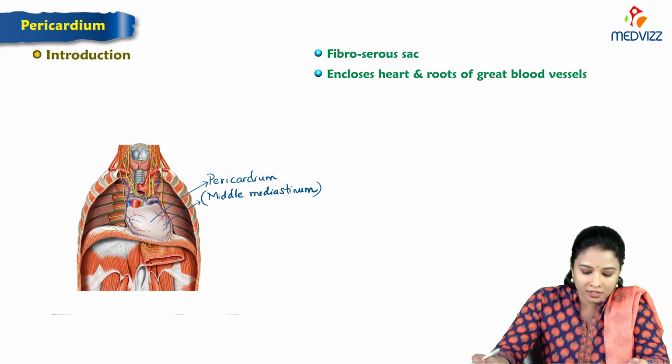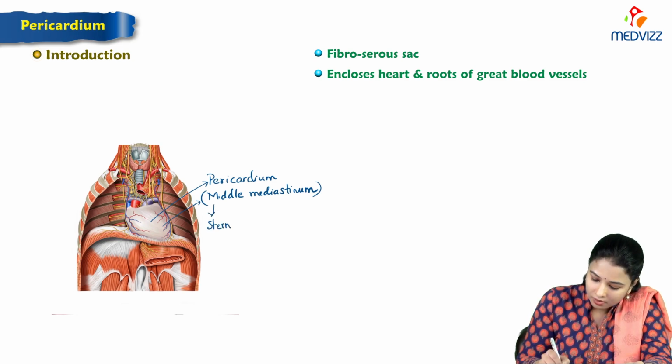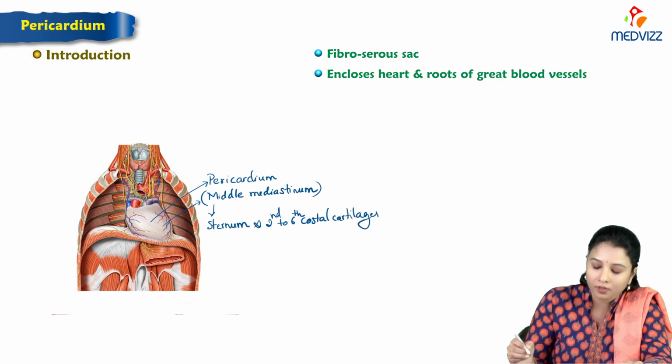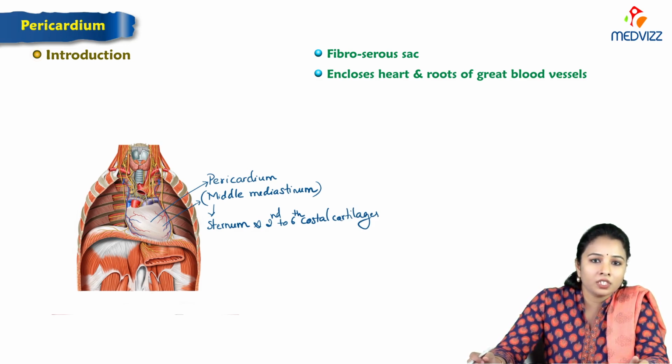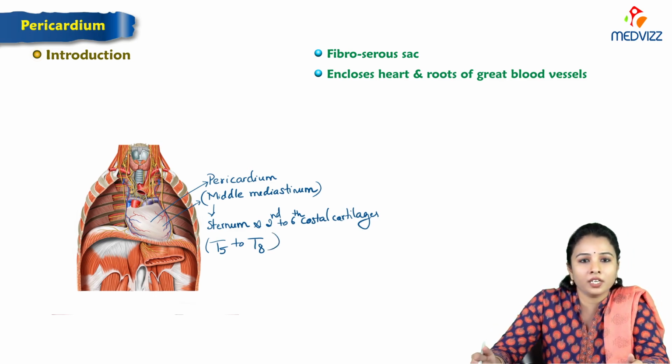It is located posterior to the body of the sternum. The sternum and ribs are removed anteriorly to expose the middle mediastinum. So it is related anteriorly to the body of the sternum and second to sixth costal cartilages, and posteriorly it is related to the lower border of T4, so we can say T5 to T8 thoracic vertebrae.